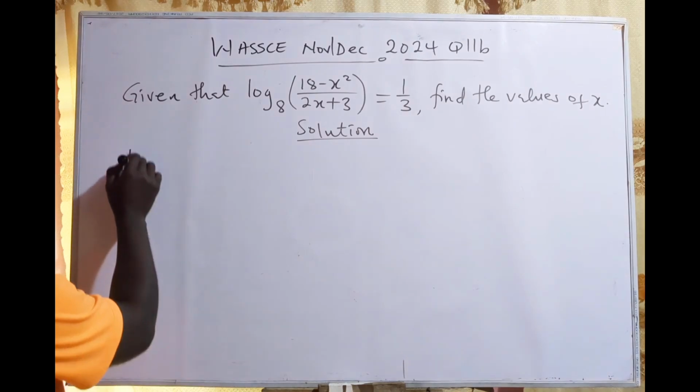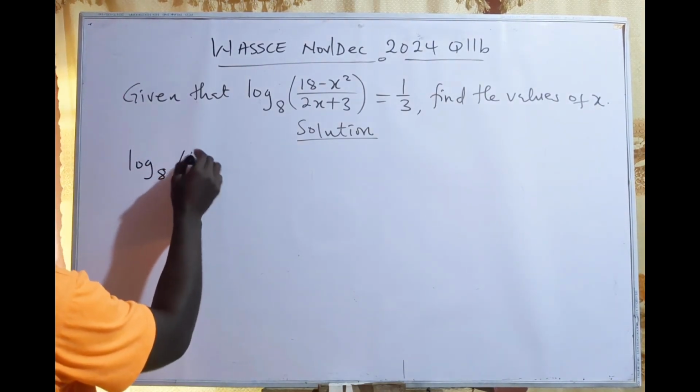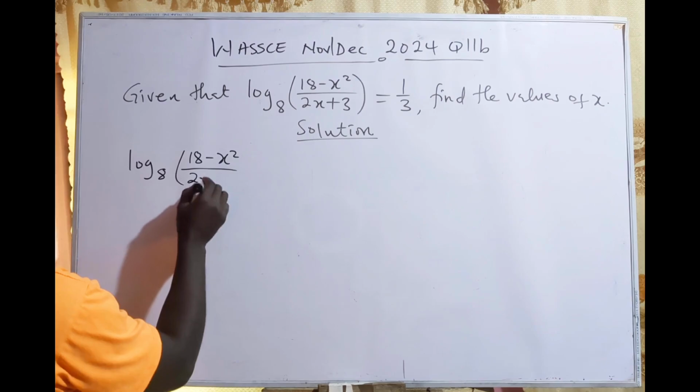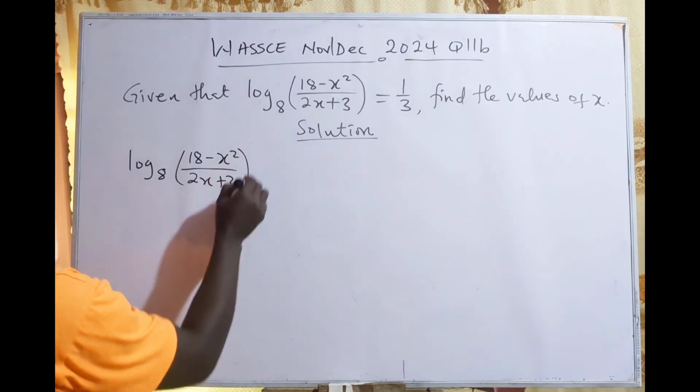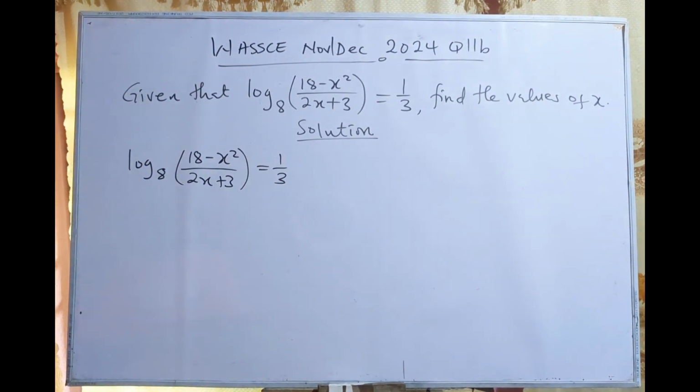So we have log base 8 of (18 minus s squared) all divided by (2s plus 3) equal to 1 over 3. I'll try to solve this particular question in two ways, so that it will help you. Whatever you want to pick, you pick.